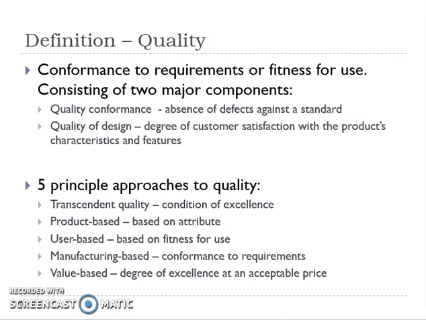There are really 5 different approaches to quality as we try to define conformance to standard and fitness for use. There's transcendent quality, which is a condition of excellence. You look at above and beyond the standard performance in an industry. You're saying that it is the most excellent and perfect and the best we can make it. That is the level of quality that we'll try to attain. A little bit different, it's more on the quality of design and satisfaction side. Product-based is looking at an attribute, so we're looking at conformance to a standard or a specification.